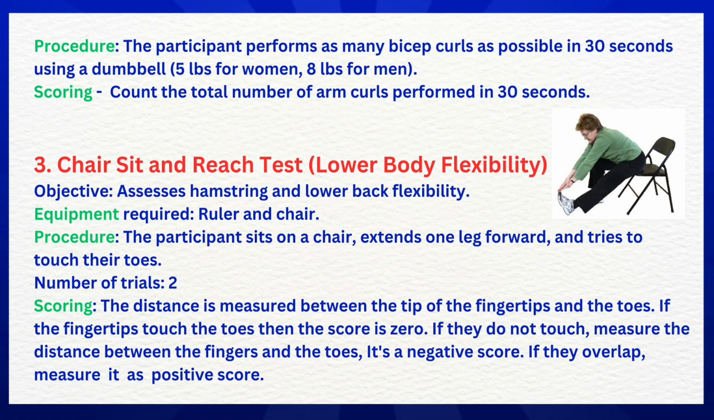If the fingertips touch the toes, then the score is 0. If they do not touch, measure the distance between the fingers and the toes, it's a negative score. If they overlap, measure it as a positive score.